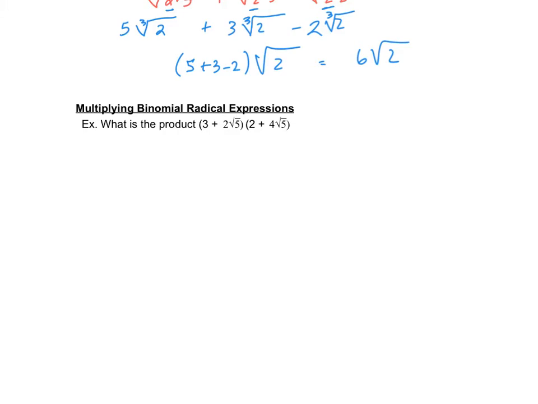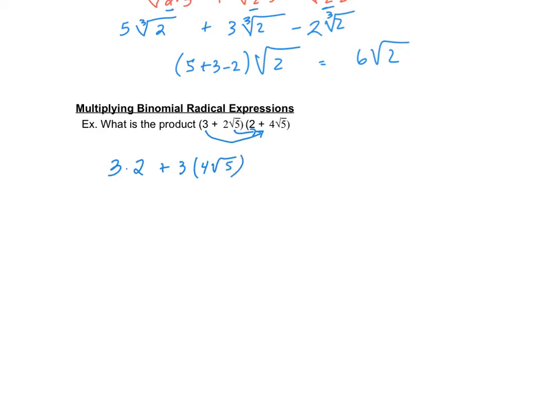Now this last example is multiplying binomial radical expressions, and we are going to do this the same way that we would do any binomial multiplication. We are going to make sure that we are distributing, multiplying the first term times all of the other, and then the second term times all of the other. So that would come to 3 times 2 plus 3 times 4 square root of 5.